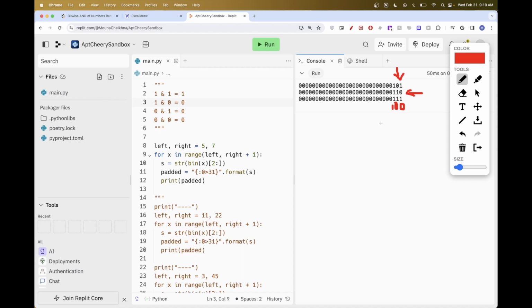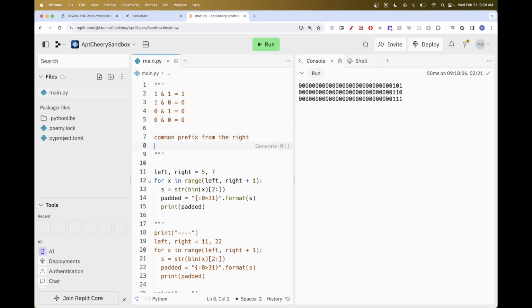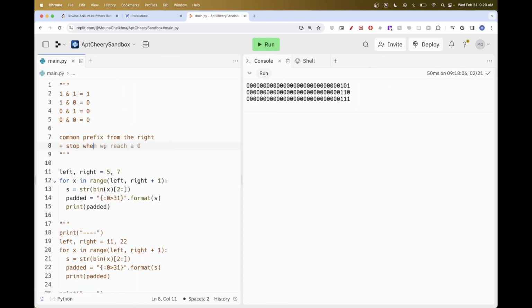So the first idea to think about, though we will need to try more examples to see if it's valid, is that we need to find the common prefix from the left, and basically stop when we reach the first bits that are different between left and right.